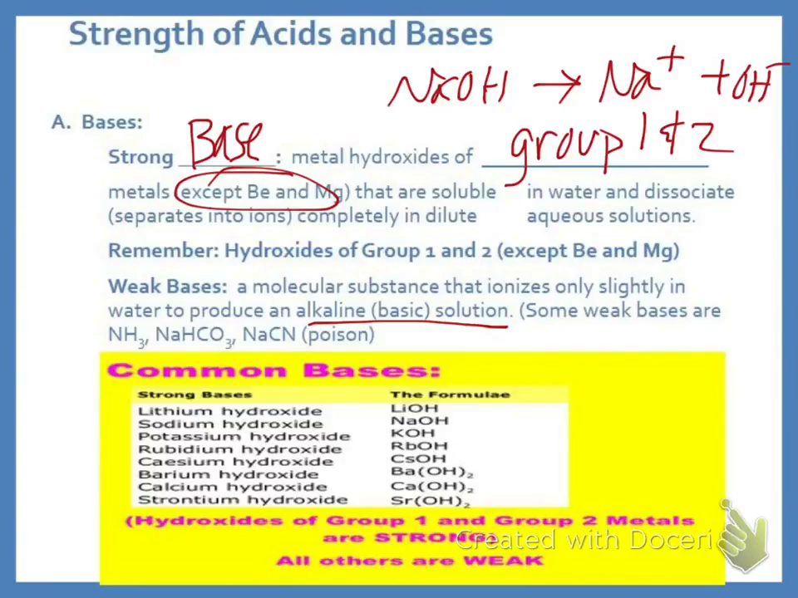Ammonia is one. Sodium bicarbonate, which is baking soda, the second one. And then sodium cyanide, which is actually a poison. Those are just some examples of some weak bases. There are some of your common bases as far as strong. They're not listed in your notes, but they're all group 1 and group 2 metals with the exception of beryllium and magnesium. Okay. The most common base that we'll deal with in here is going to be sodium hydroxide. And when we do our titration, we'll be using sodium hydroxide.